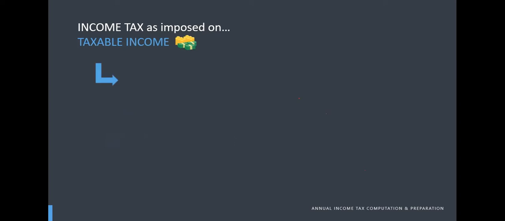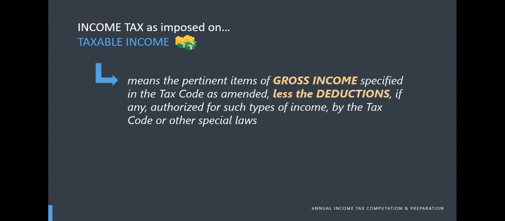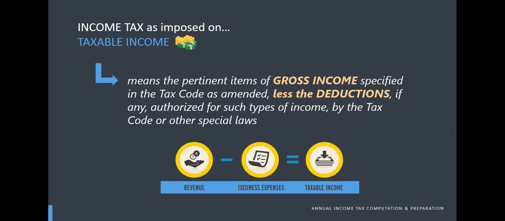Now, income tax is imposed on taxable income. So let's determine what is taxable income based on the tax code. This means the pertinent items of gross income specified in the tax code as amended, less the deductions, if any, authorized for such types of income by the tax code or special laws. So in a simpler explanation, it is revenue minus business expenses. That is the taxable income.